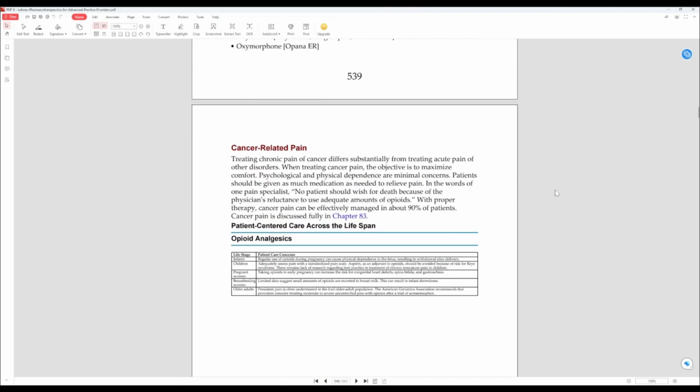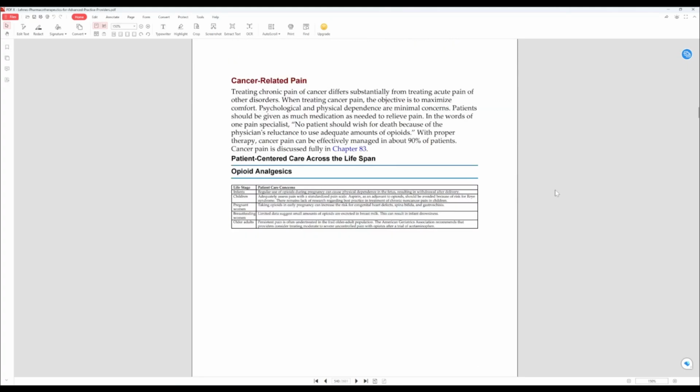That brings us to cancer-related pain. Treating chronic pain of cancer differs substantially from treating acute pain of other disorders. When treating cancer pain, the objective is to maximize comfort. Psychological and physical dependence are minimal concerns. Patients should be given as much medication as needed to relieve pain. In the words of one pain specialist, no patient should wish for death because of the physician's reluctance to use adequate amounts of opioids. With proper therapy, cancer pain can be effectively managed in about 90% of patients. Cancer pain will be discussed in more detail in Chapter 83.